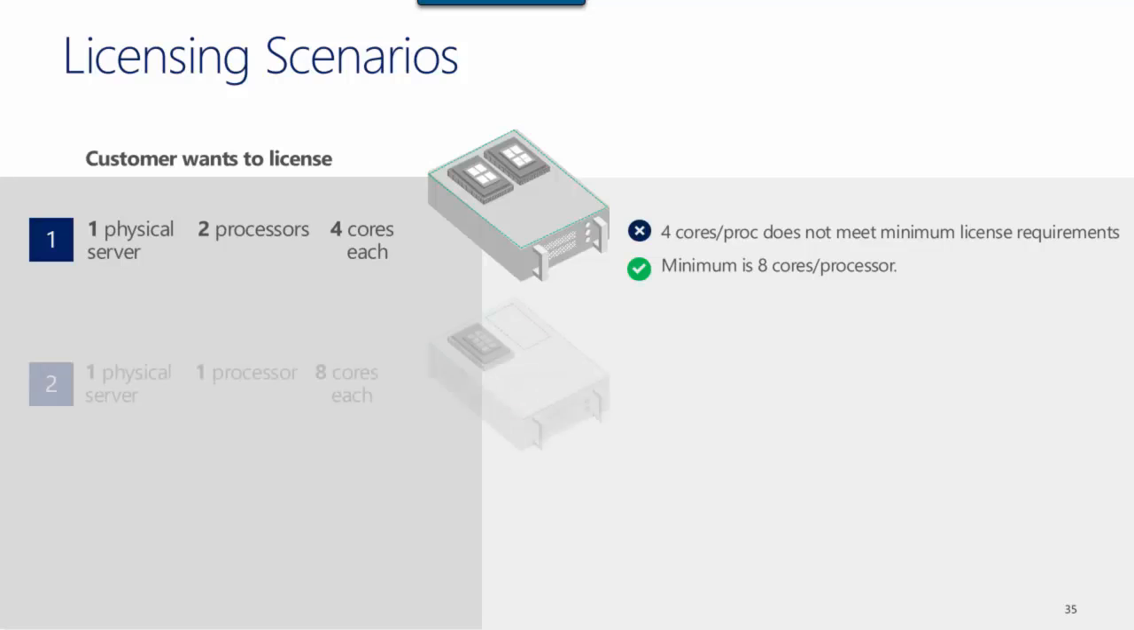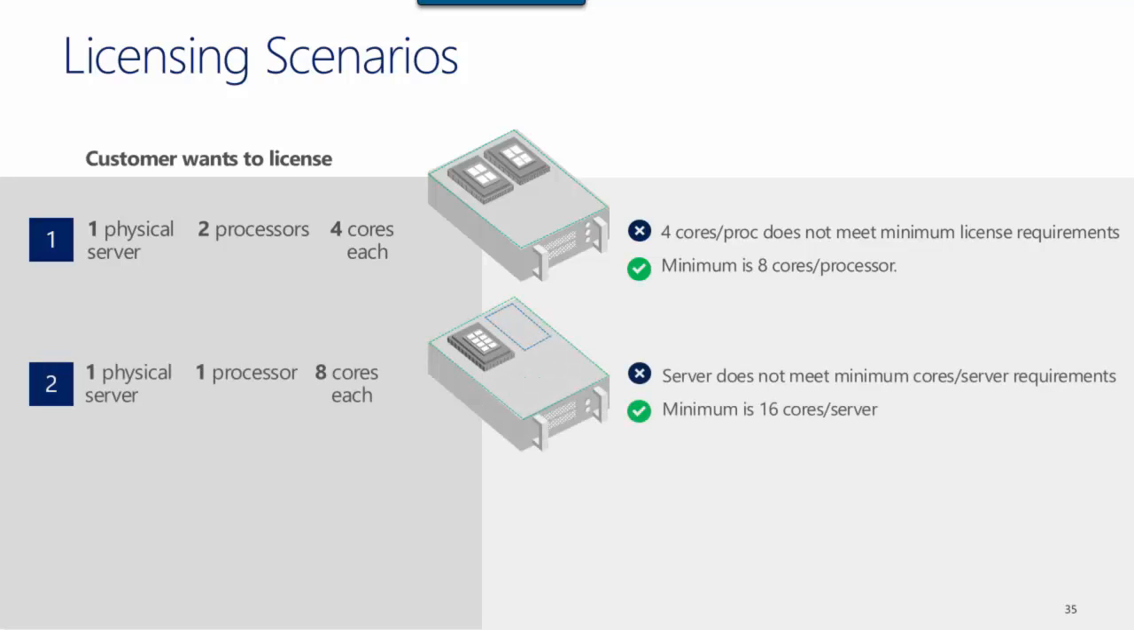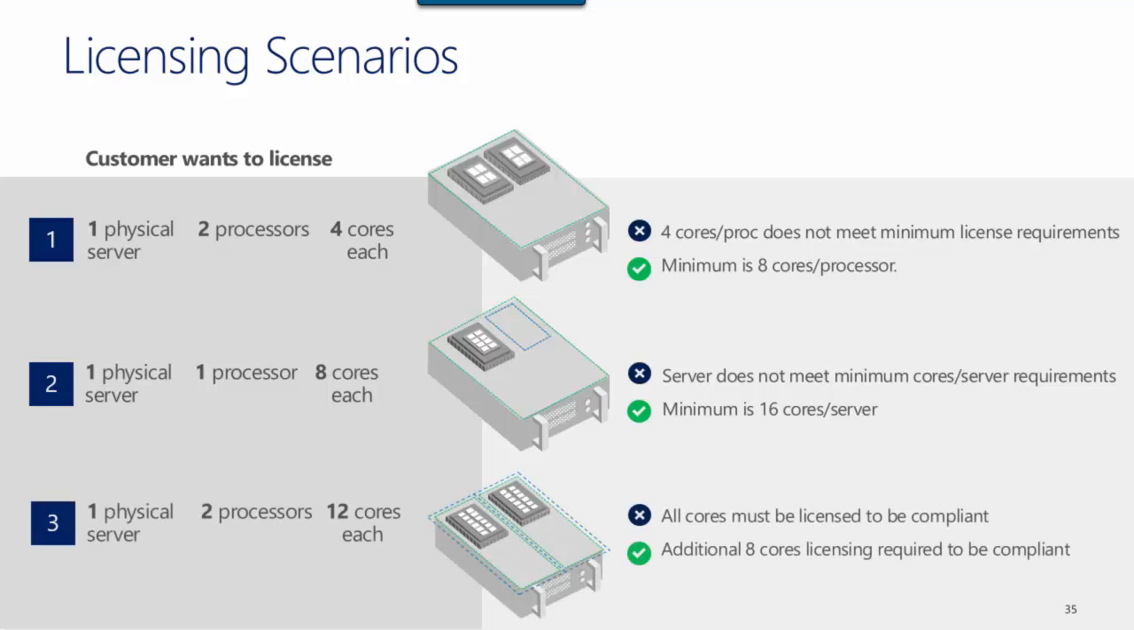Now, the next point is one physical server with one processor with 8 cores. So here you can see that we've got the minimum of 16 cores per server, but the server does not meet the minimum cores per server requirement. So we've got 8 cores each. And now the final piece is we've got one physical server with 2 processors with 12 cores each.